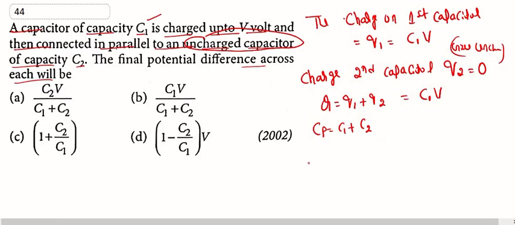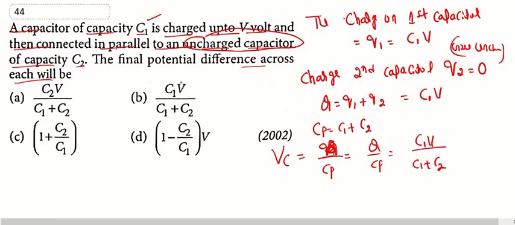The common potential difference is equal to Q divided by C parallel. Total charge, capital Q, divided by Cp. Total charge is C1V, divided by parallel, C1 plus C2. So the final potential is C1V divided by C1 plus C2. That is option B, the right answer for question 44.